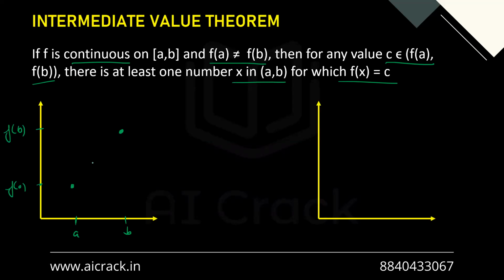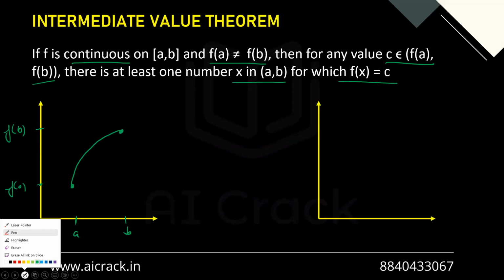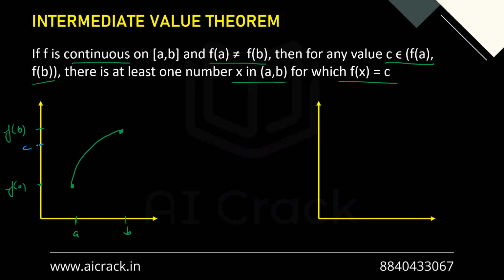f is continuous on [a, b]. Let's draw a continuous function like this one. Okay, this is a continuous function over here. Then for any value c that belongs to between f(a) and f(b), let's take a value c over here. Okay, let's choose a different marker. So we have this c value over here. There is at least one number x in [a, b] for which f(x) equals c. So there has to exist one number between a and b for which this function value equals c, right?